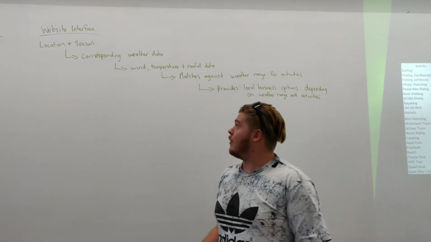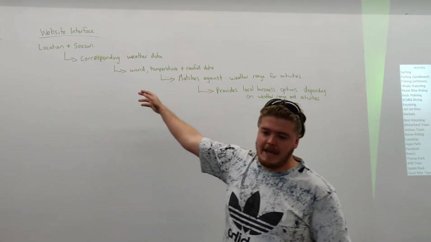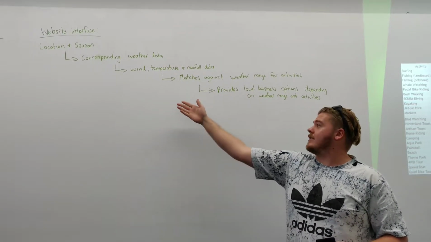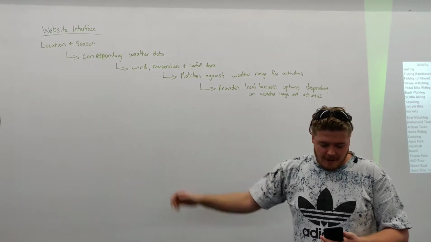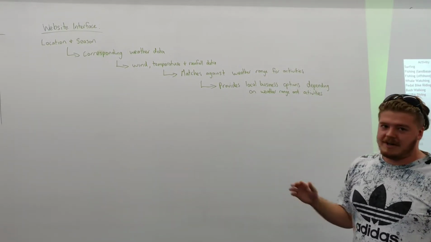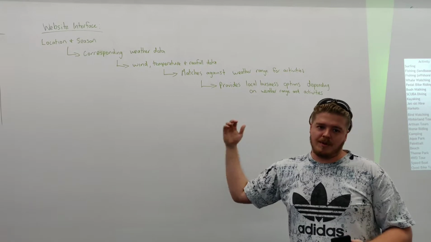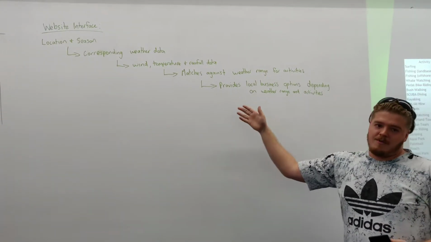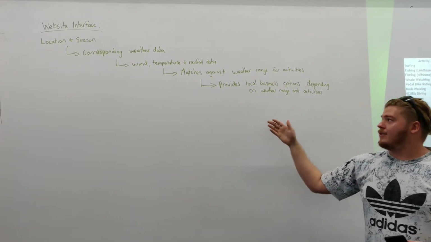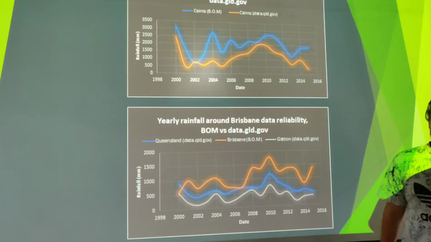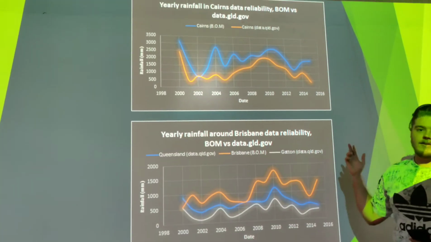So to make the website, we put in an input for it, which is location and season of which you want to travel. From there, we take the historical data set of the weather and we use that and match it against weather range for activities for the optimal experience during those activities. And once those have crossed over, we provide the best activities, and those activities provide links to local businesses. And lastly is a reliability check of that data.